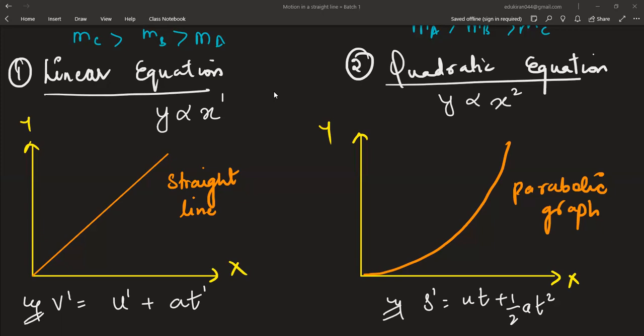Okay, yes, Zainab, I will show. I'll give you time, that time I'll show. Okay, Zainab. So this is a straight line graph in this case.